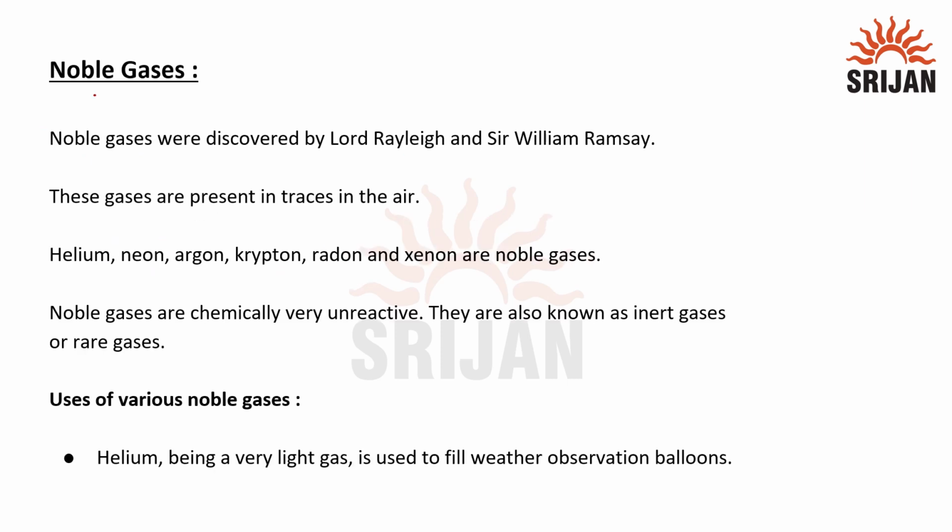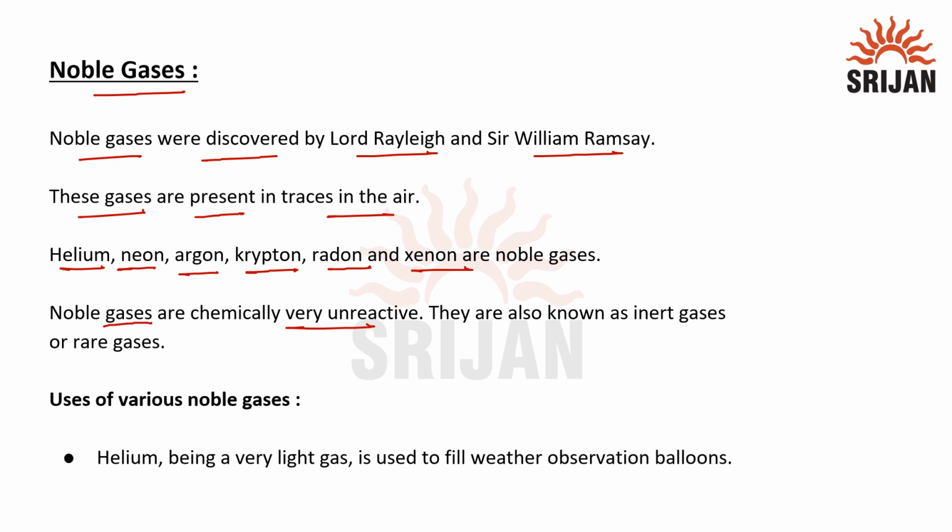Next we have noble gases. Noble gases were discovered by Lord Rayleigh and Sir William Ramsay. These gases are present in traces in air. Examples of noble gases are helium, neon, argon, krypton, radon, xenon. Noble gases are chemically unreactive and hence are also known as inert gases or rare gases.